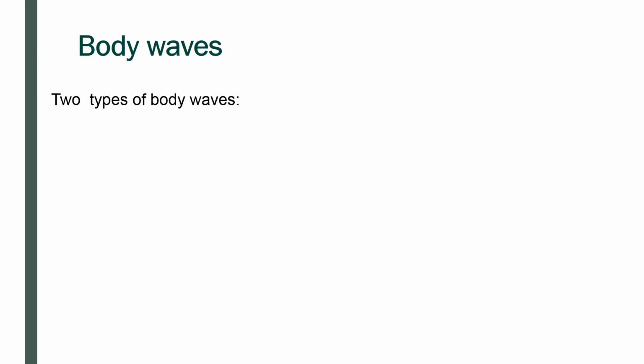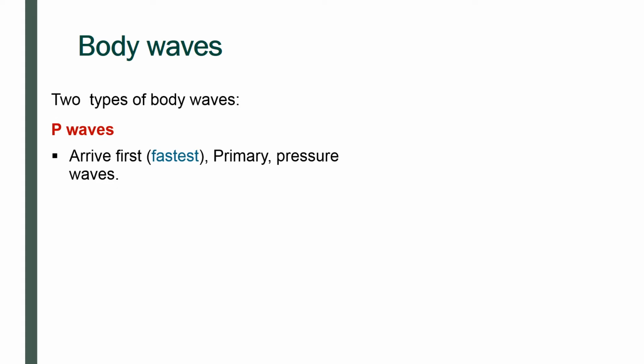For body waves, we have also two types of body waves called P waves and S waves. And for P waves, they are the fastest waves. We call them primary. They arrive first, and sometimes we call them compressional waves or longitudinal waves, and we will know why we call them these different names.